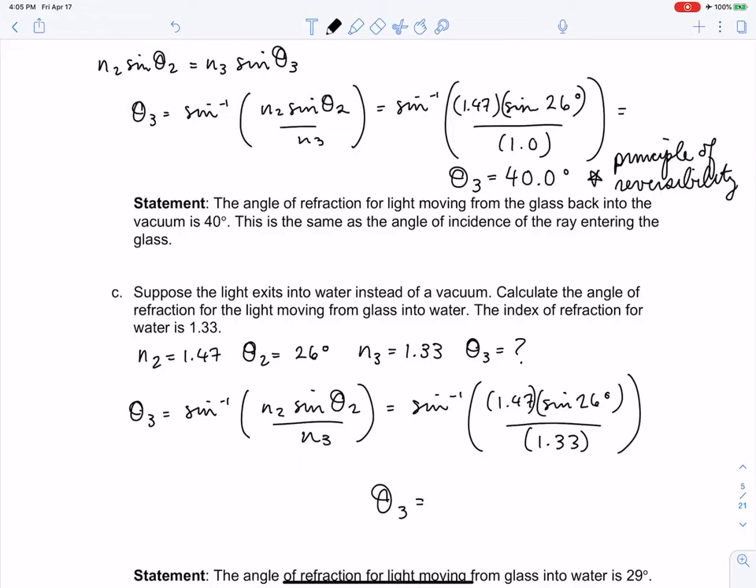We're traveling from glass into water. Water has a lower index of refraction, so we're traveling from a more dense to a less dense medium. It should bend away from the normal, so we should expect a value that is greater than 26 degrees. When we punch this in, we see that we do in fact get an angle that is greater than 26 degrees as we move from a more optically dense material to a less optically dense material, and that angle of refraction is 29 degrees.